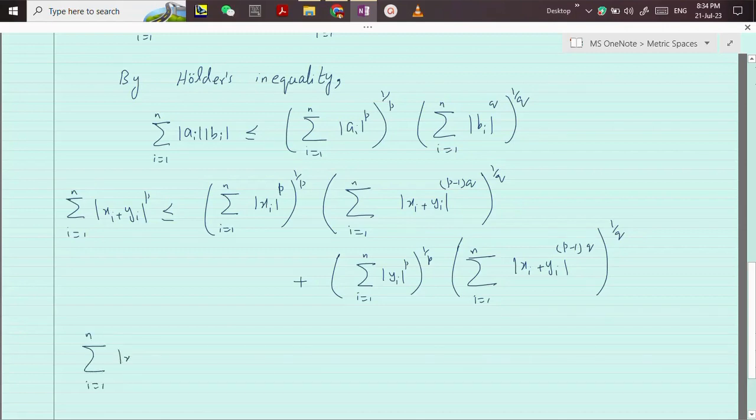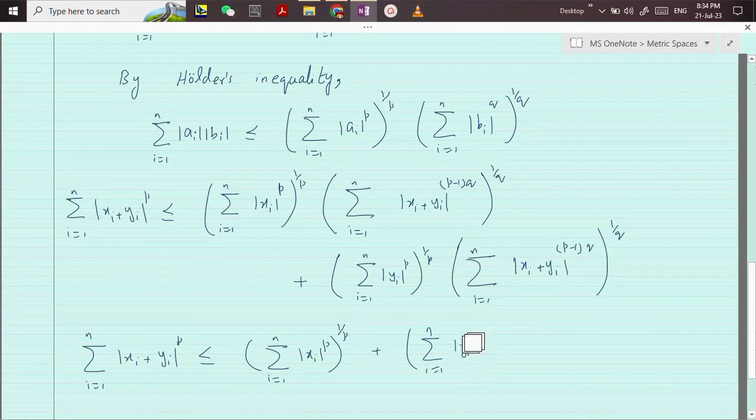summation i from 1 to n mod of xi plus yi whole power p less than or equal to summation i from 1 to n mod of xi power p whole power 1 by p plus summation i from 1 to n mod of yi power p whole power 1 by p, multiplied by the quantity which would be taken out, I mean this one.